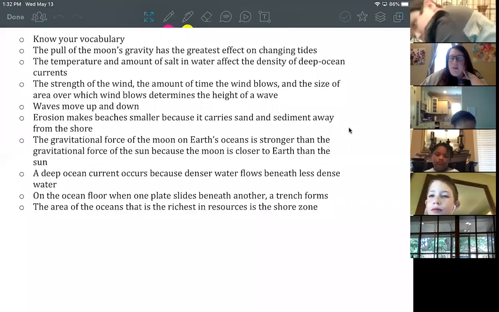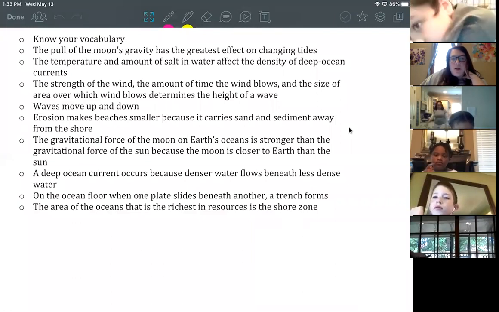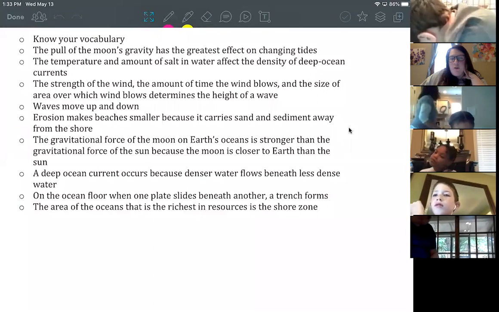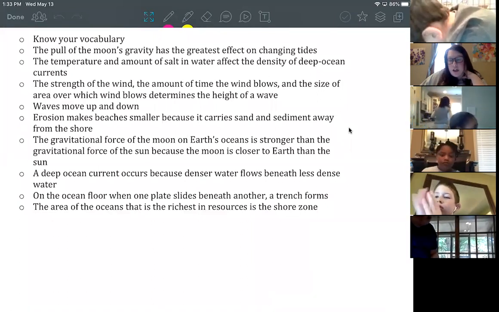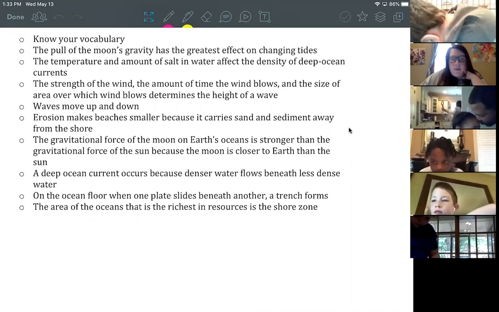If the sand is being carried away from the beach, it's going to make the beach smaller. The gravitational force of the moon on Earth's oceans is stronger than the gravitational force of the sun because the moon is closer to Earth than the sun. Just told you that one.